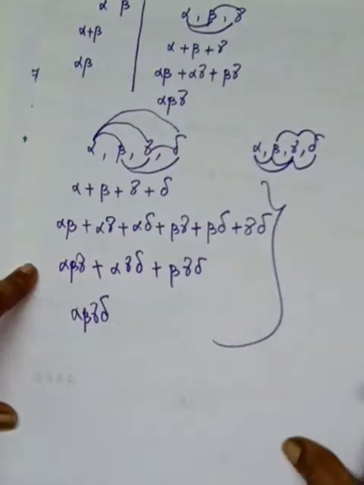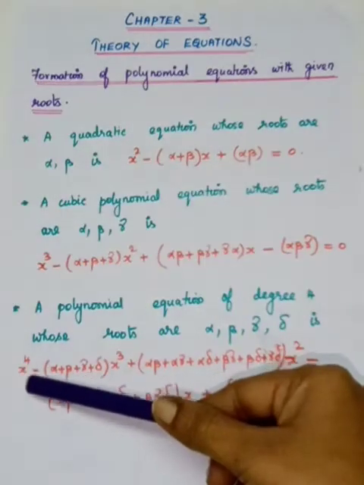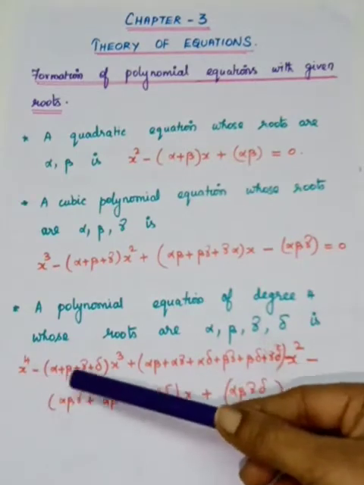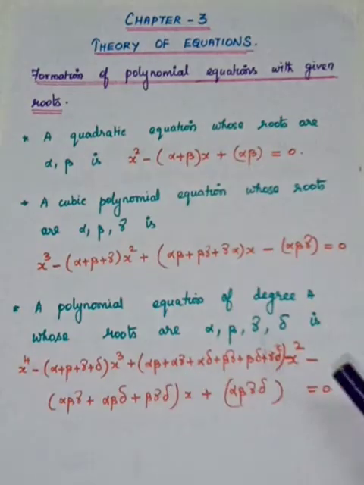Using the 4 results, we are going to write the polynomial equation of degree 4. That is x power 4 minus (alpha plus beta plus gamma plus delta) into x cube plus (alpha beta plus alpha gamma plus alpha delta plus beta gamma plus beta delta plus gamma delta) into x squared minus (alpha beta gamma plus alpha beta delta plus beta gamma delta) into x plus alpha beta gamma delta is equal to 0.